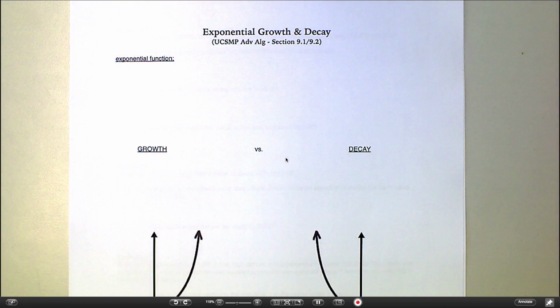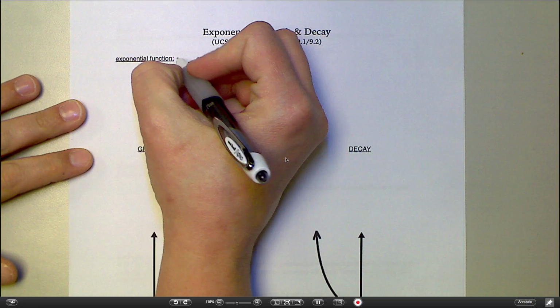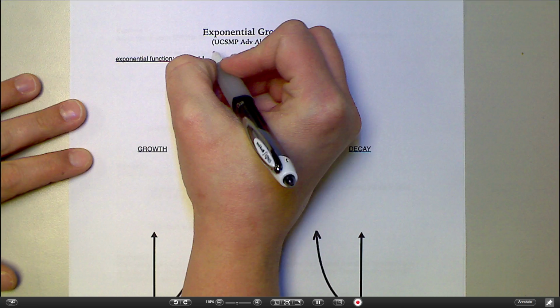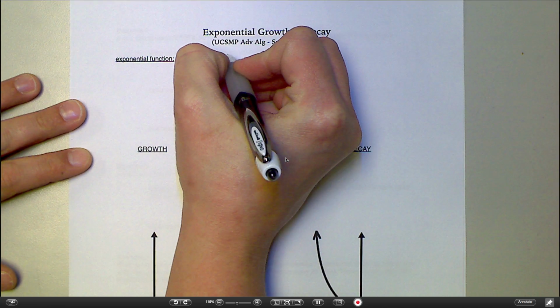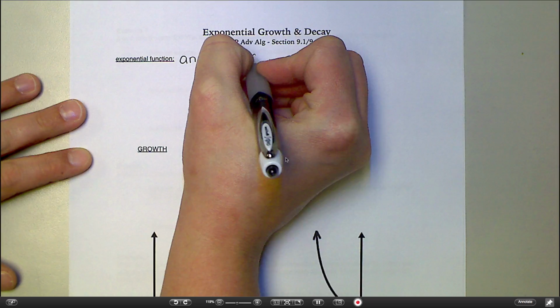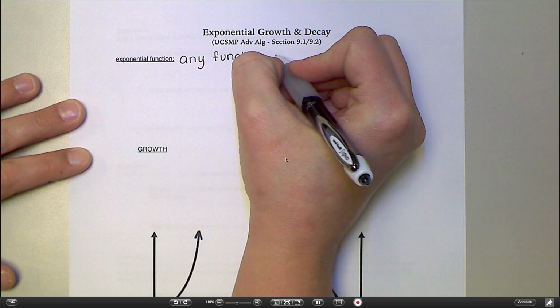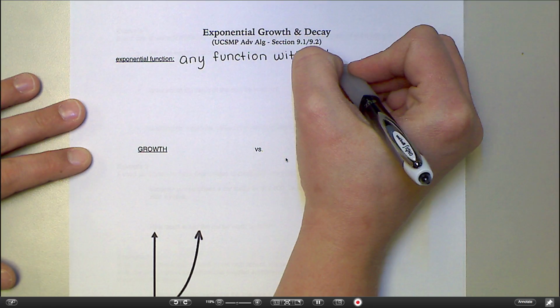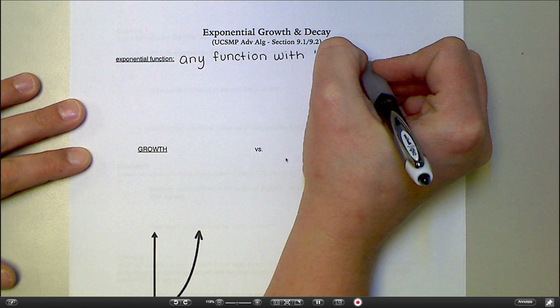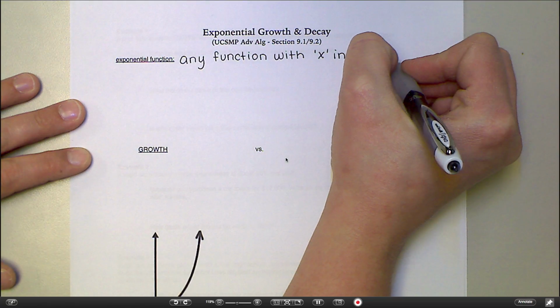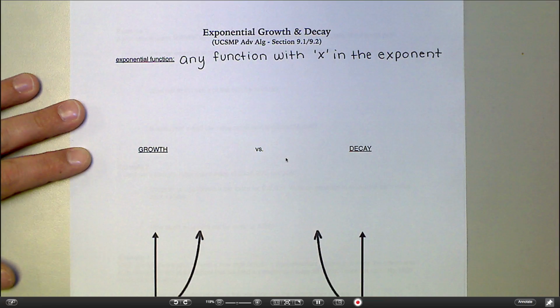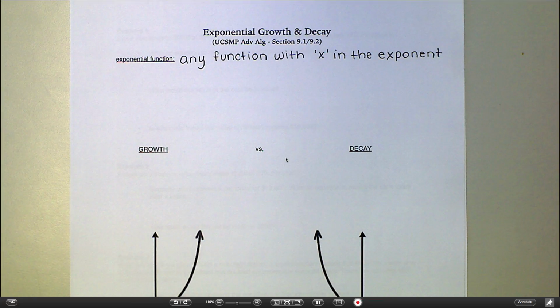So an exponential function is really any function with the variable up in the exponent. And I'm just going to say x instead of variable, but you know that we could use any variable. Any function with a variable in the exponent. And if the variable is in the exponent, what that really means is that you're changing how many times you're multiplying by a given number.